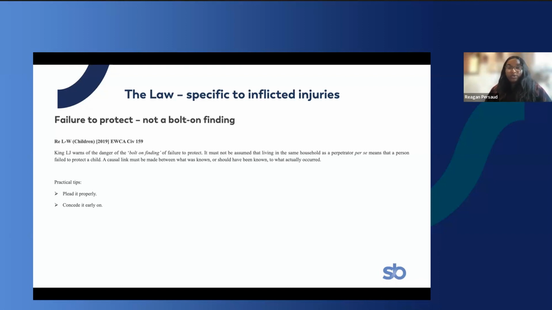And so if the local authority wish to now claim failure to protect, they need to particularize it and justify it better. The standard you were in the house is not going to cut it. So I say to local authorities, plead it properly.